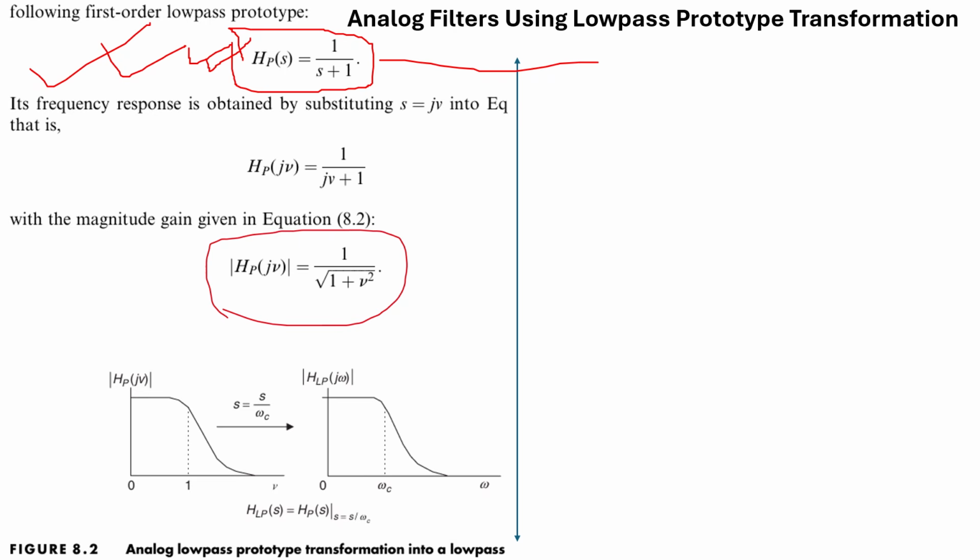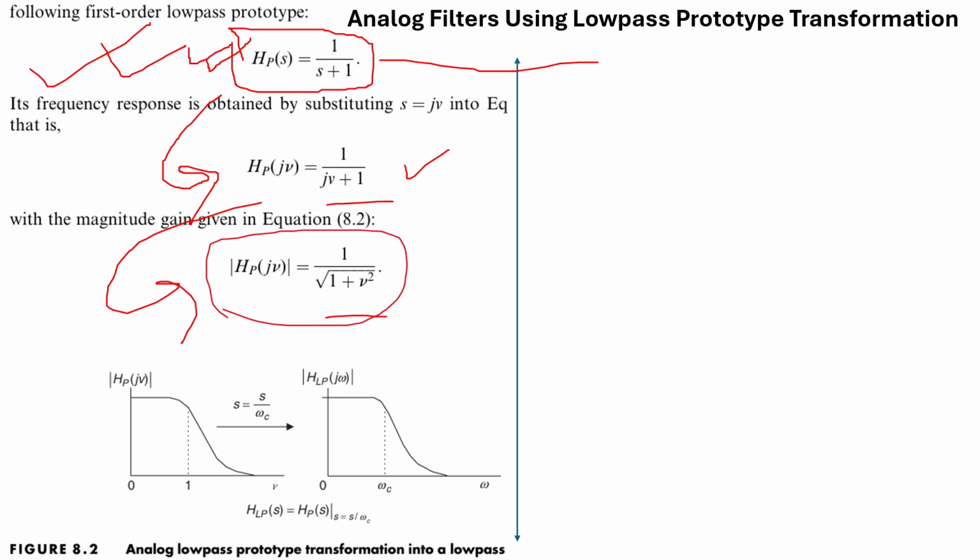Okay, its frequency response you can find out by putting s = jΩ, and you will get the frequency response of this first order low pass prototype, right? And the magnitude you can get from here only: 1 over the square root of 1 plus Ω squared, right?